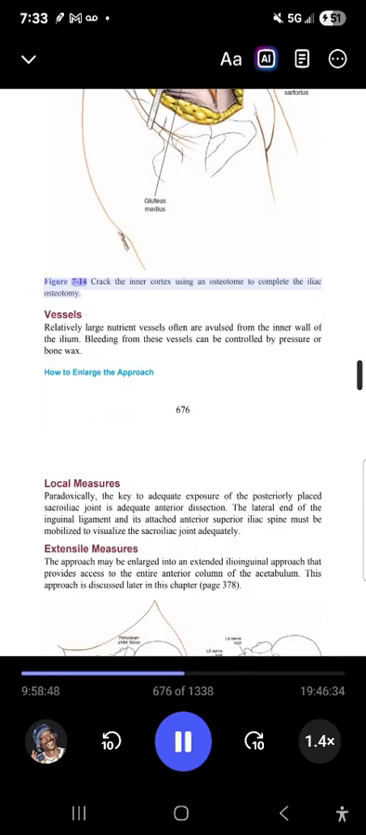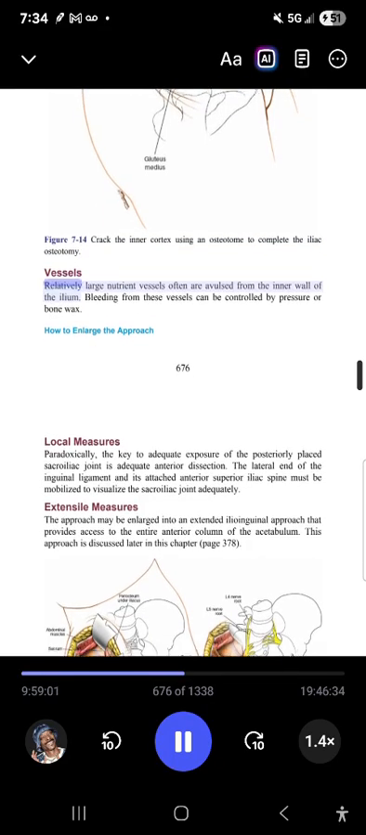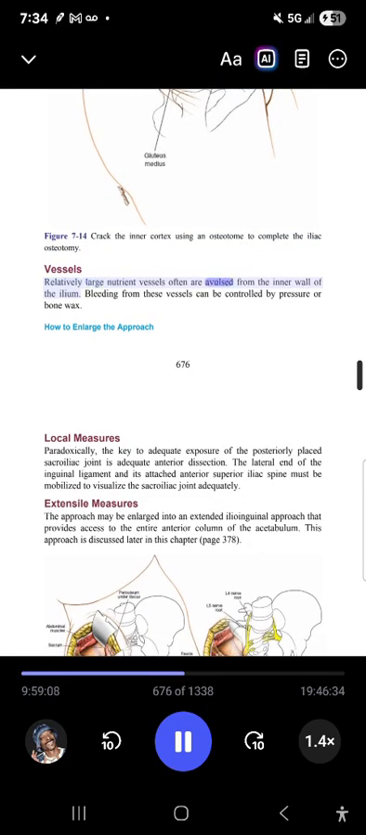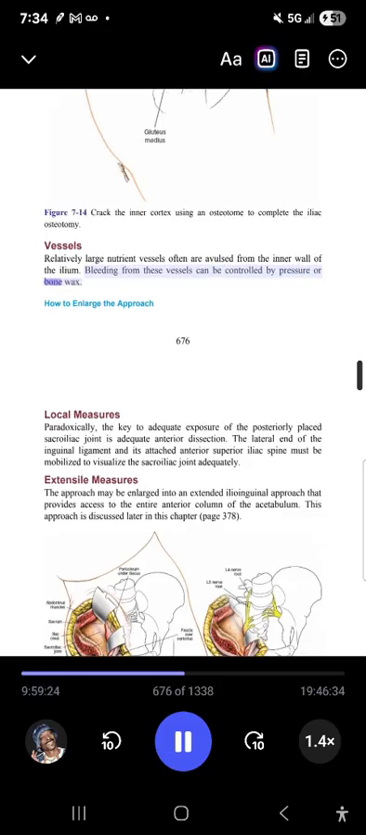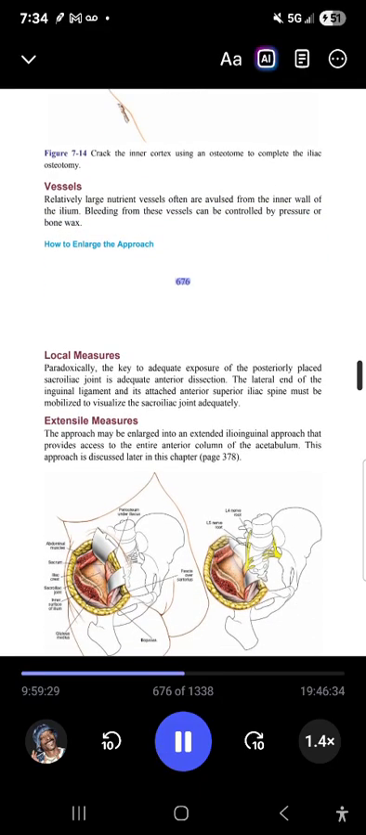Figure 7-14, crack the inner cortex using an osteotome to complete the iliac osteotomy. Vessels. Relatively large nutrient vessels often arise from the inner wall of the ilium. Bleeding from these vessels can be controlled by pressure or bone wax. How to enlarge the approach.